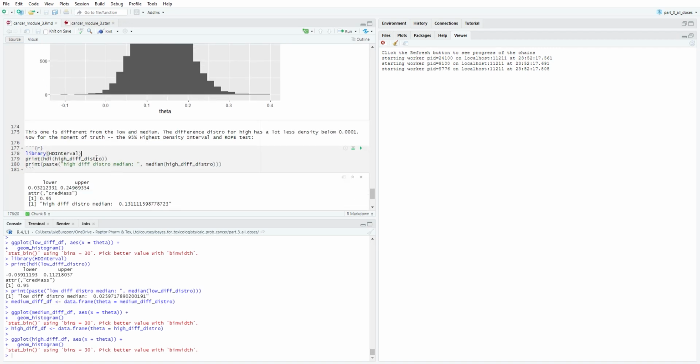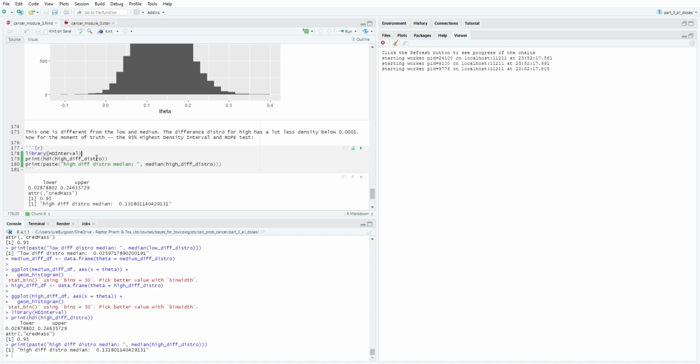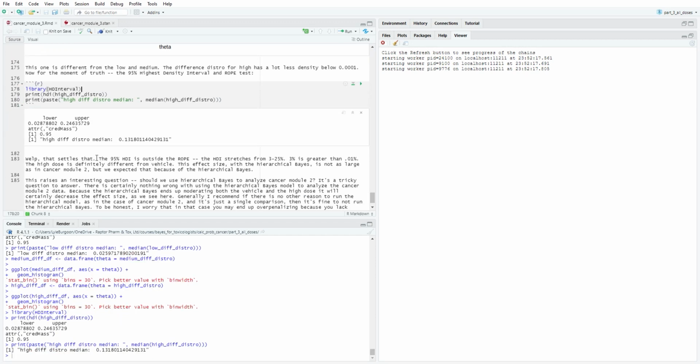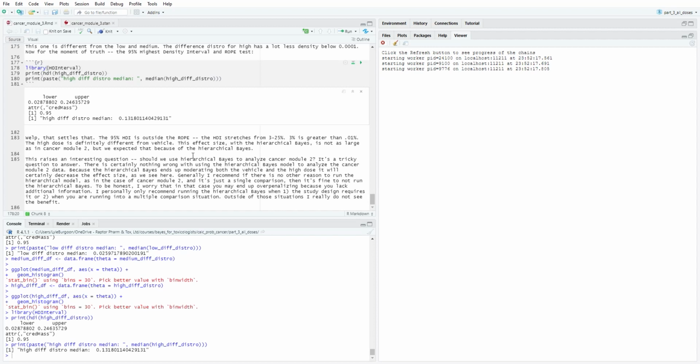So we run the highest density interval, and now that's stretching from 2.8%, so let's call it 3%, out to 25%. Definitely the rope is not within that. Our median difference is around 13%. So I'm pretty sure I could say, yep, the high dose is definitely different from vehicle.